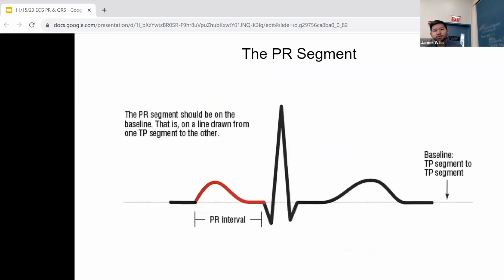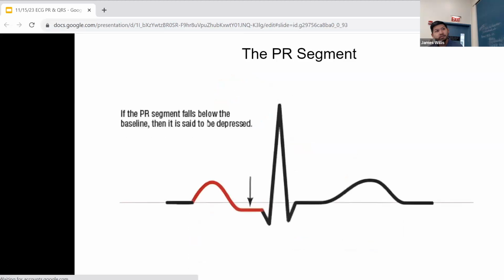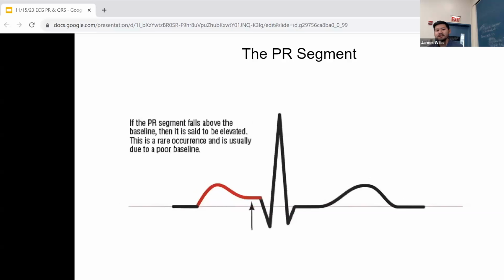All right, so when you're evaluating the PR segment, you want to see if it's elevated, not elevated, or depressed. And usually the way you determine the isoelectric baseline of the ECG is to go from TP segment to TP segment. So here you see the PR segment is below the TP segment, so that is depressed. And here it's elevated.